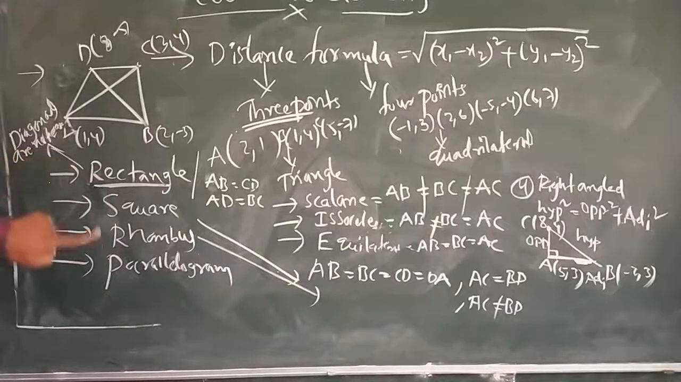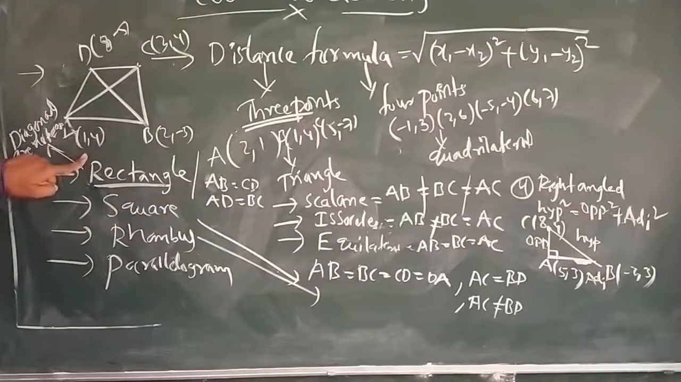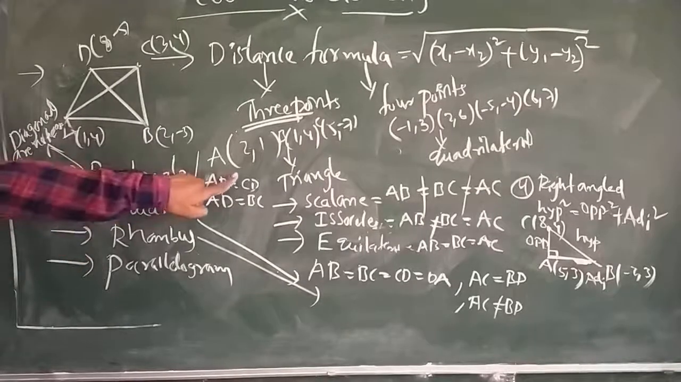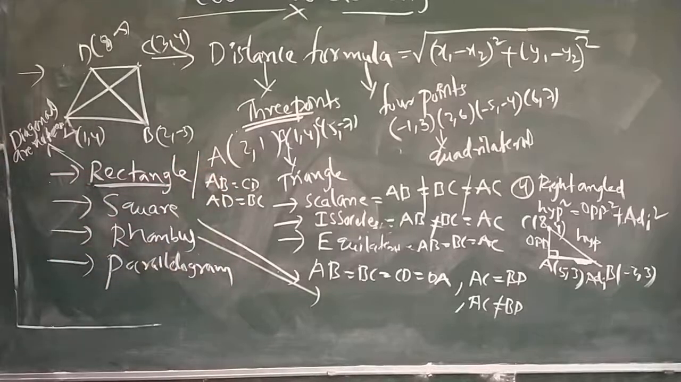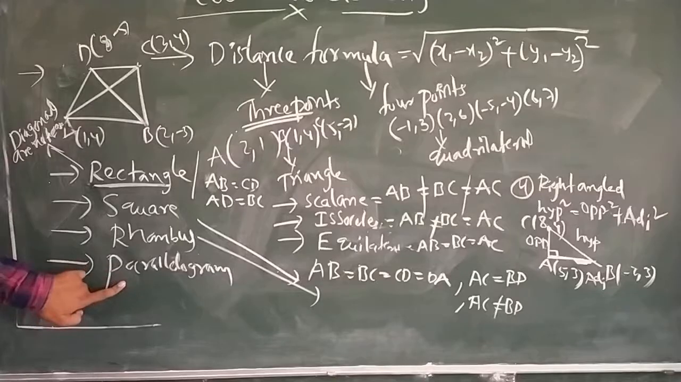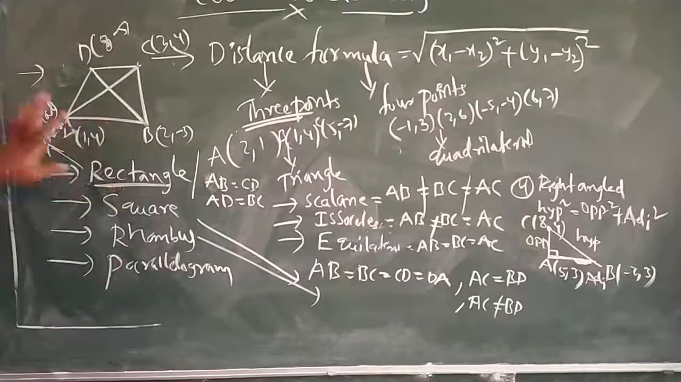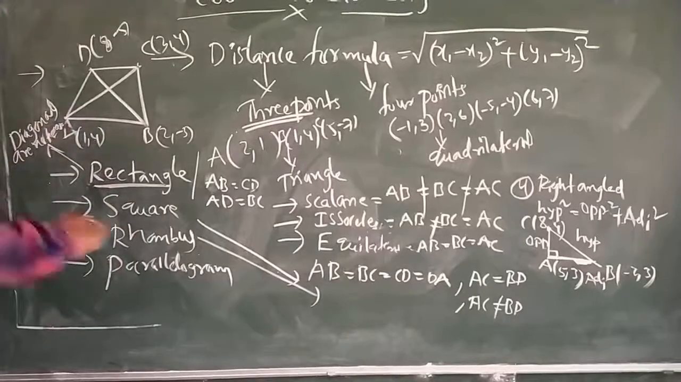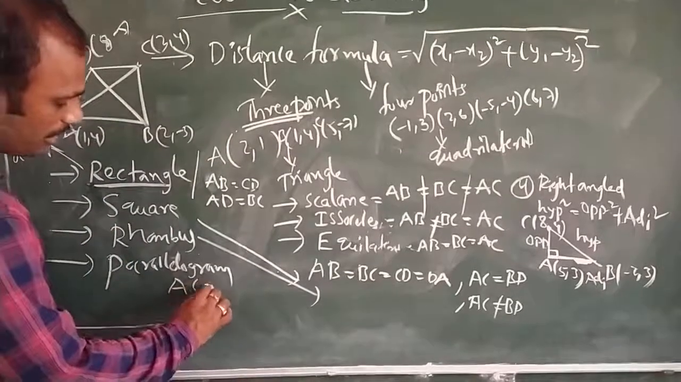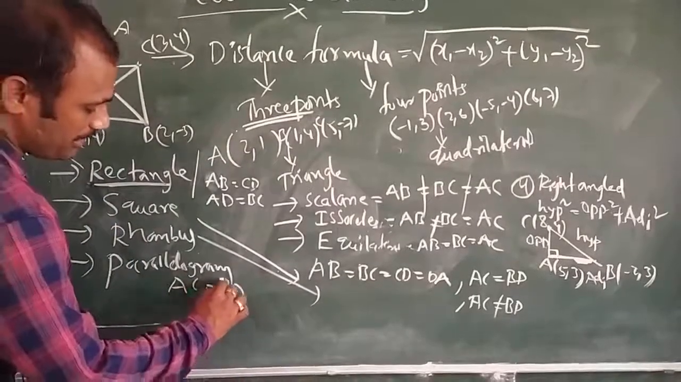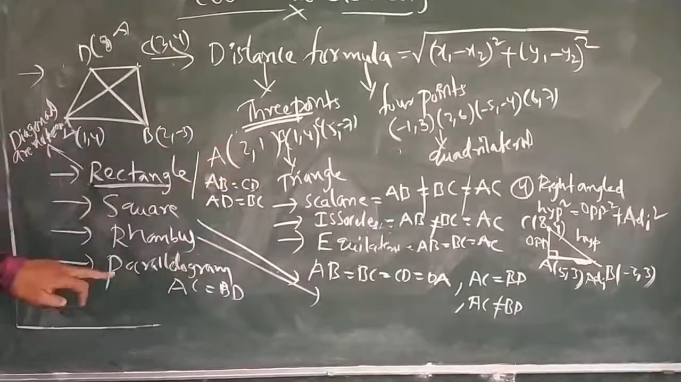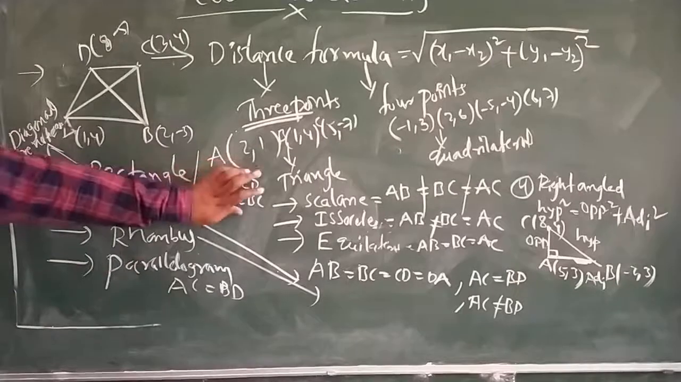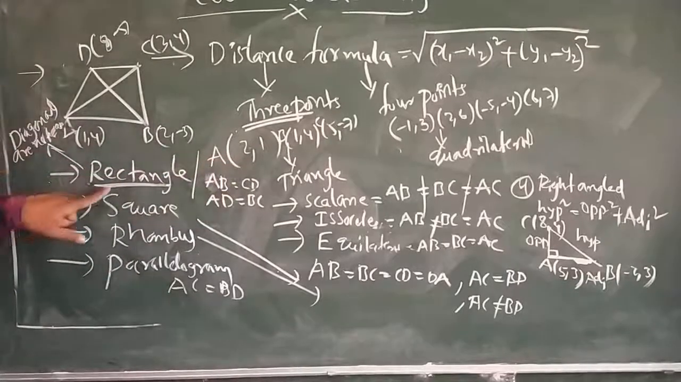Now, parallelogram and rectangle are vice versa. In a rectangle and a parallelogram, opposite sides are equal, same concept here. Opposite sides are equal, but diagonals are equal in a parallelogram and not equal in a rectangle. So we need to prove here the diagonals are equal, AC is equal to BD. So if diagonals are equal and opposite sides are equal, then I will call it a parallelogram. If opposite sides are equal and diagonals are not equal, then I have to call it a rectangle.